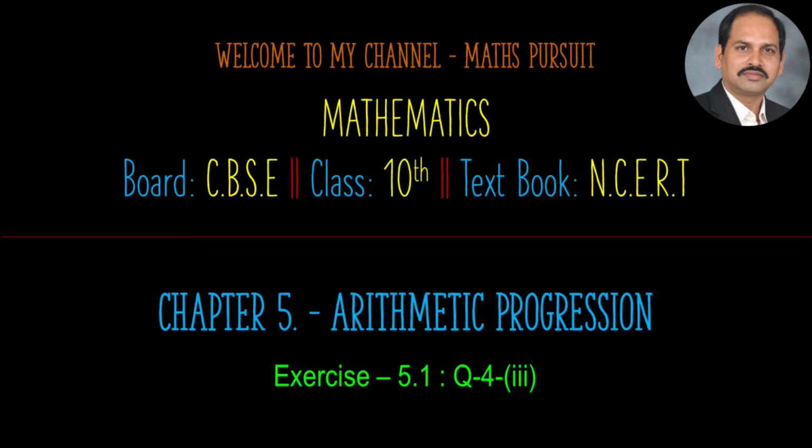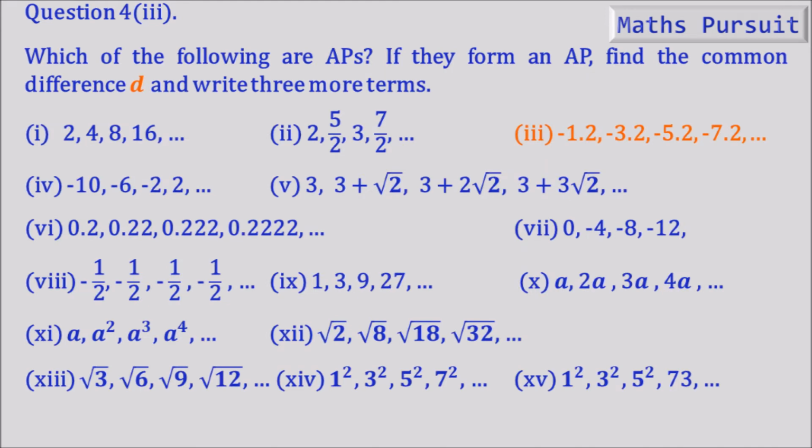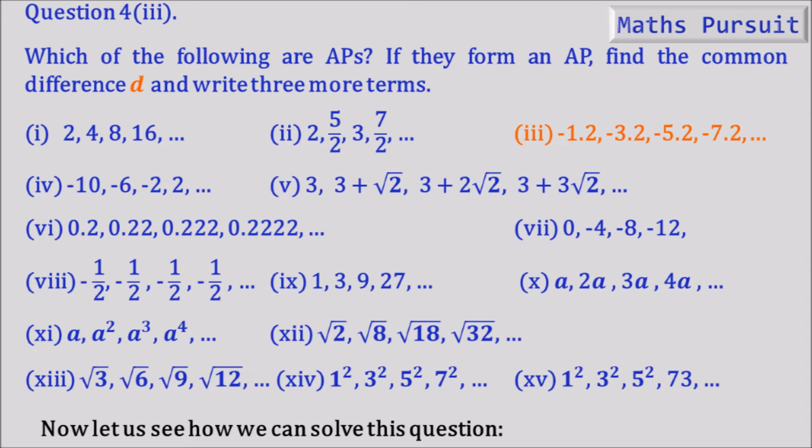Today we are going to look into exercise 5.1 question 4 bit 3 from chapter 5 called arithmetic progression. So let's see what exactly we have in question number 4 bit 3. Now, coming to the question, it is given: which of the following are APs? If they form an AP, find the common difference D and write 3 more terms. The given number sequence is minus 1.2, minus 3.2, minus 5.2, minus 7.2. So let's see how we can solve this question.